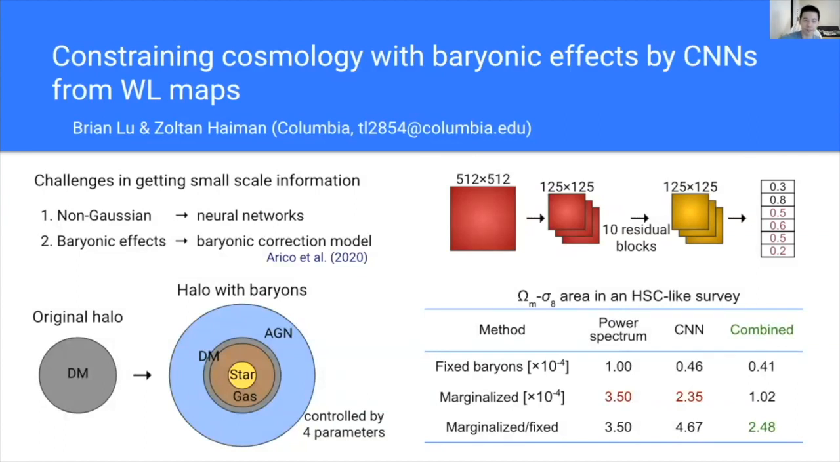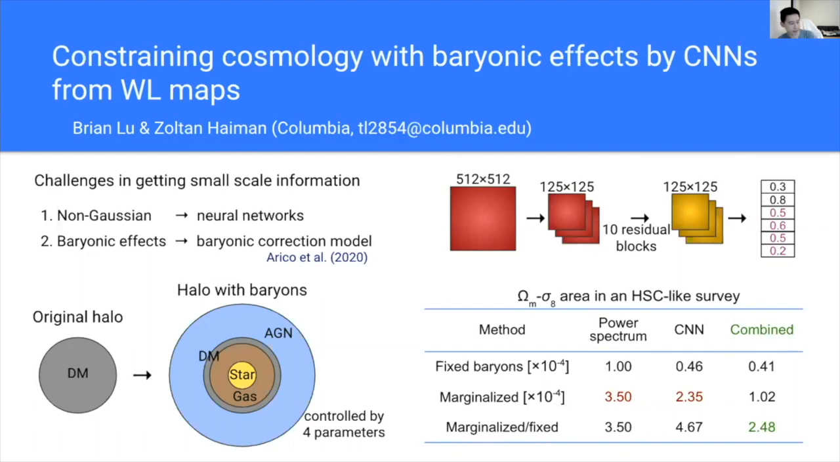Yes. So I would like to take this time to share with you my recent work with Zoltan from Columbia, and you can check my email there. In this work, we're investigating the problem of constraining cosmology with baryonic effects by neural networks from weak lensing maps.